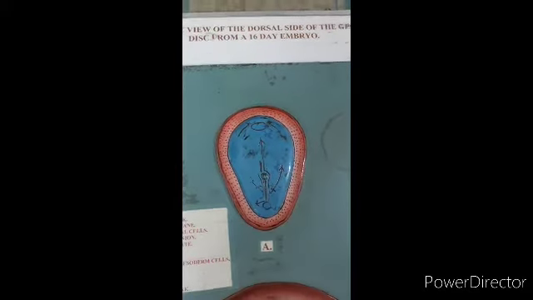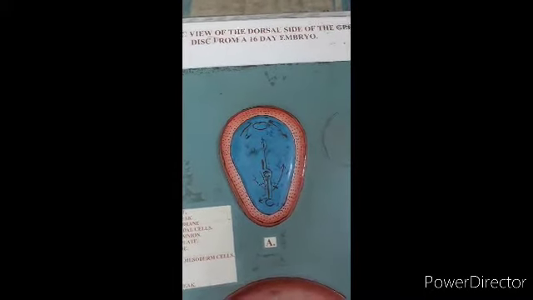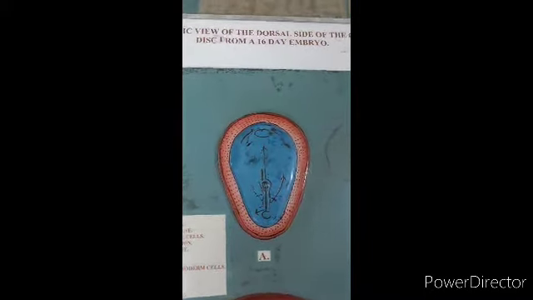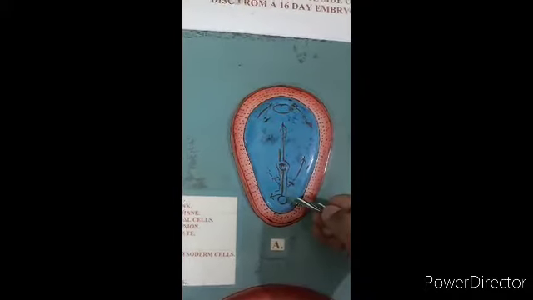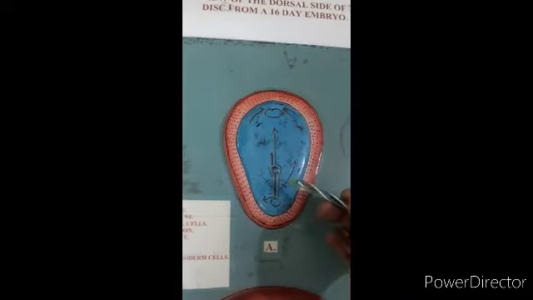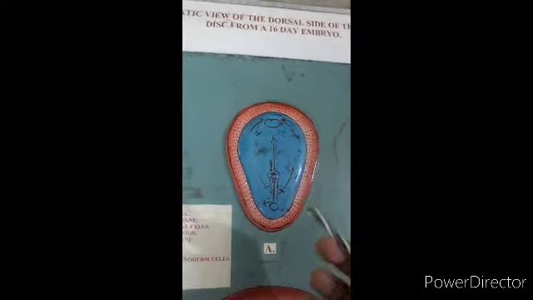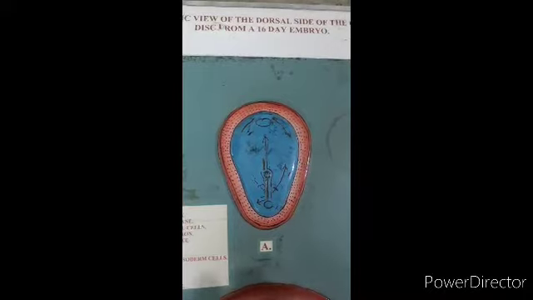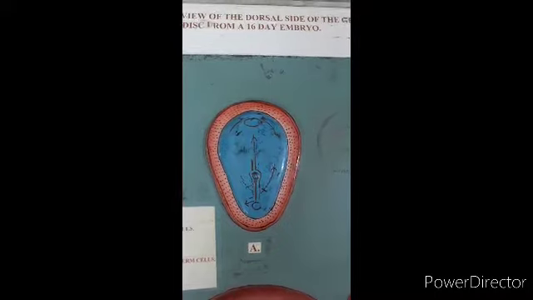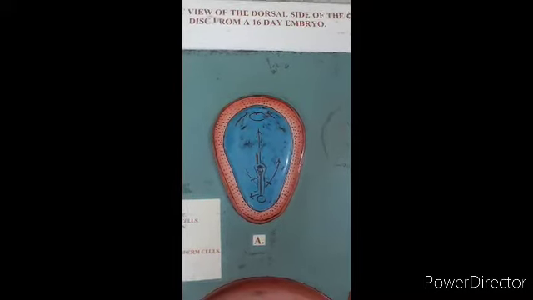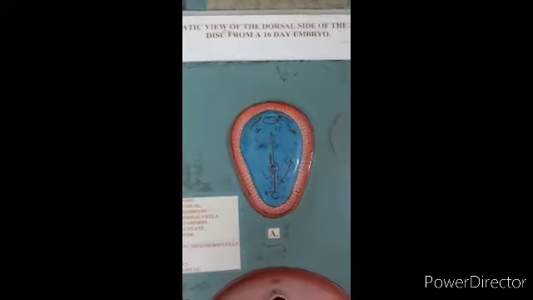Now as the primitive streak is formed, this will show the fate of the developing embryo. That means which part is caudal, which part is cranial, which part is dorsal, which part is ventral, which part will be the right side and which part will be the left side. So this is the main event which decides the fate of the developing embryo, which part is the cranial side and which part is the caudal side.